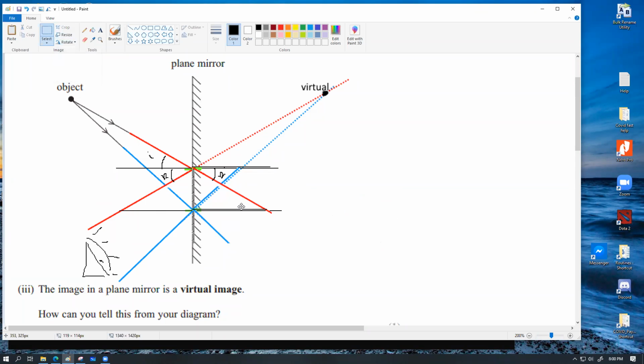If the mirror did not exist, these two blue and red light rays were supposed to go along this direction. Because we placed the plane mirror, these two light rays simply reflected back in the opposite direction, very similar to what you have done as transformation in your math syllabus. Did you do it? I believe so.